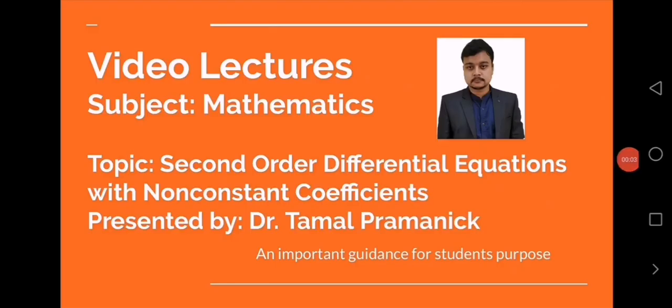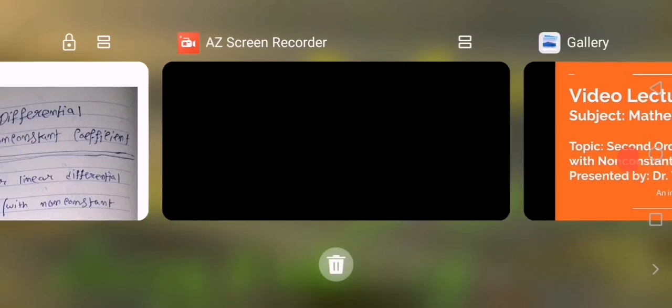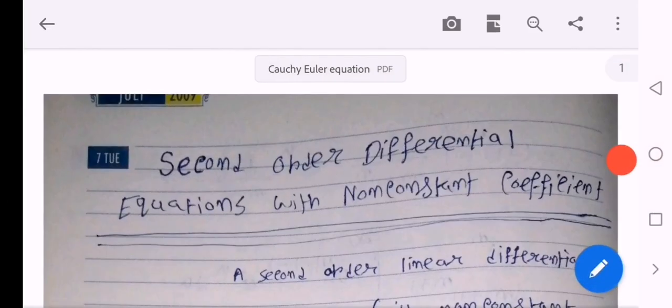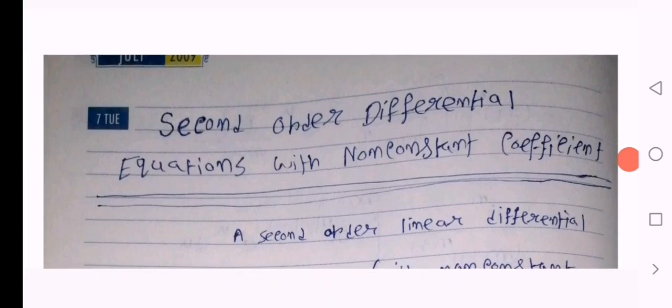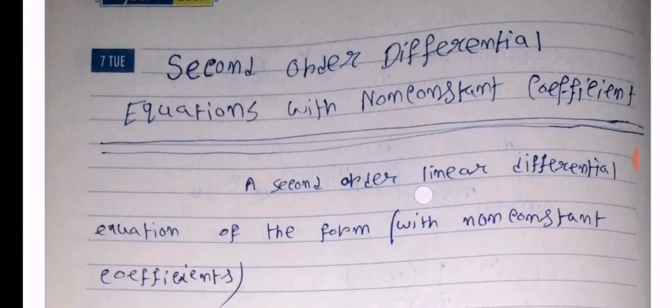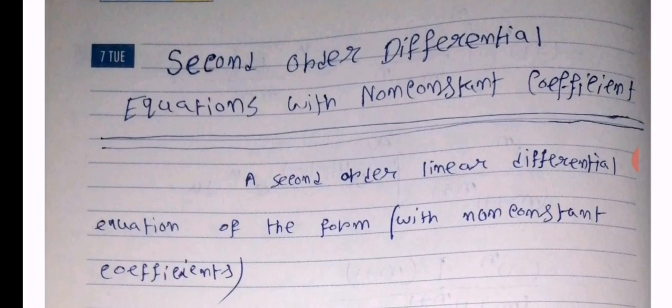Welcome to everyone. So, today we discuss the topic second order differential equation with non-constant coefficients. So, this is basically known as Cauchy-Euler equations, which is second order differential equation with non-constant coefficients, also known as Cauchy-Euler equation type. This is a particular form.